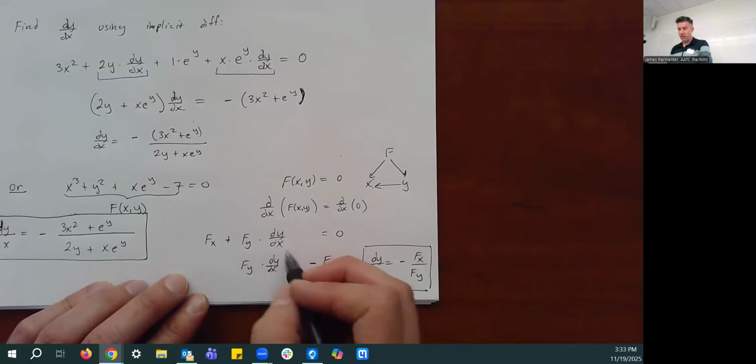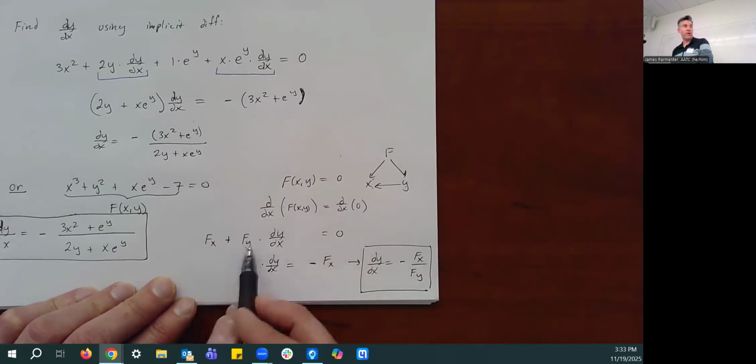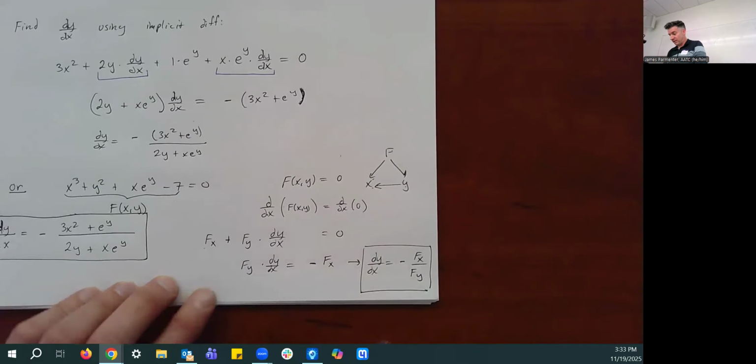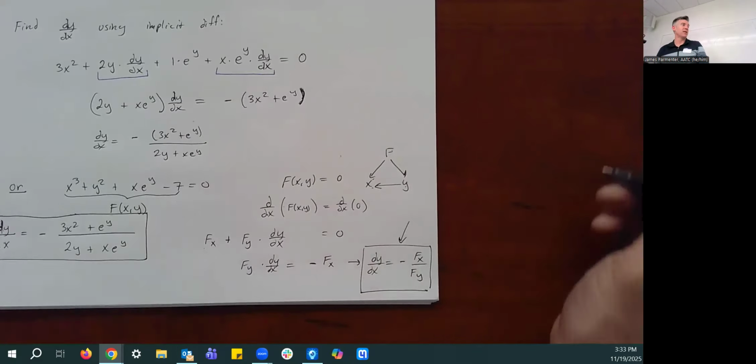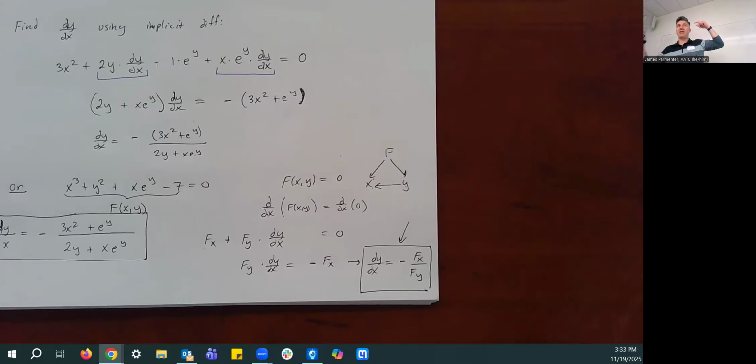Here's your implicit derivative, and here's the relationship between your implicit derivative dy dx and your partial derivatives. It's that the implicit derivative is equal to, and I always think of it this way, the negative of the partials where the variables are flipped.